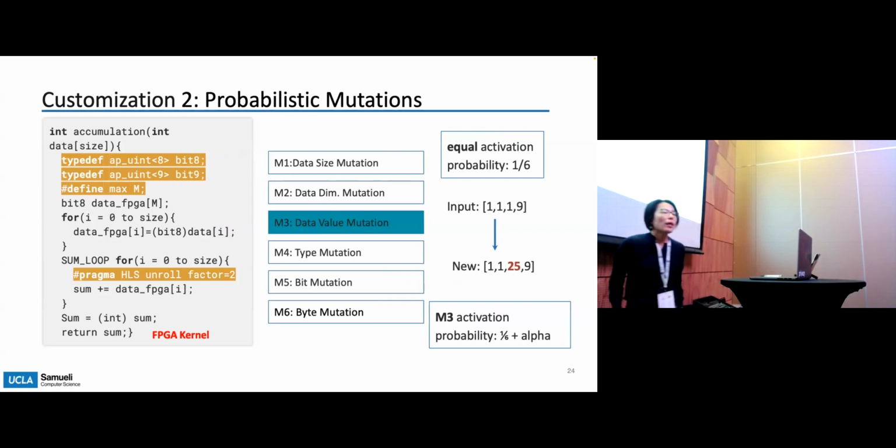The other thing that we have done is this idea of a probabilistic mutation. I think other people in this community have also tried similar ideas along this line, which is, if you have several mutators, then you choose or adjust the activation probability of a mutation based on the feedback we have gotten.